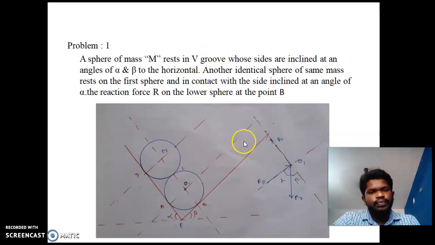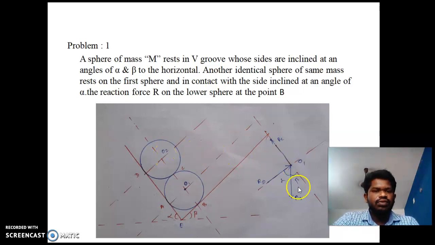Sphere 2. So first is sphere 2. Here we use the idealization concept. We convert the sphere into a particle. So here the point O2. Three forces act on the point O2. O2 means the center of the top sphere.